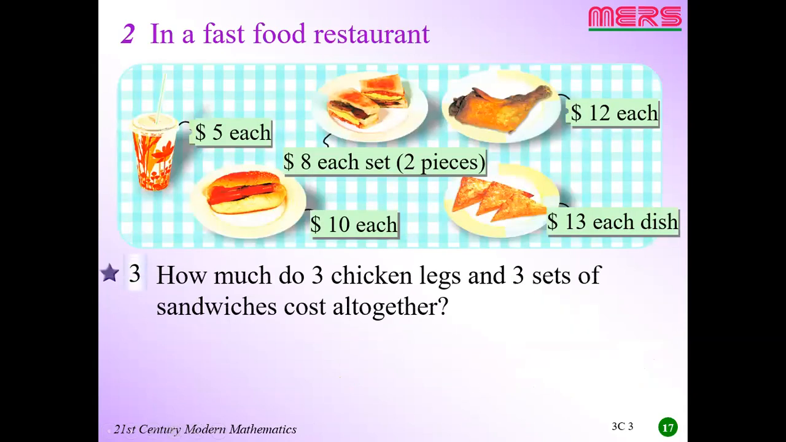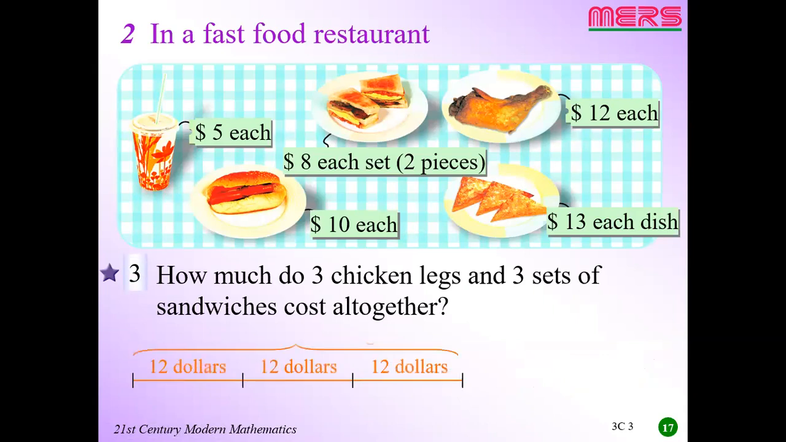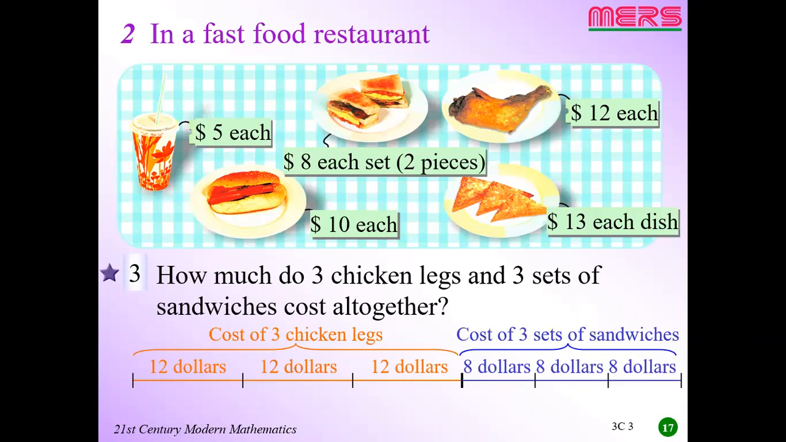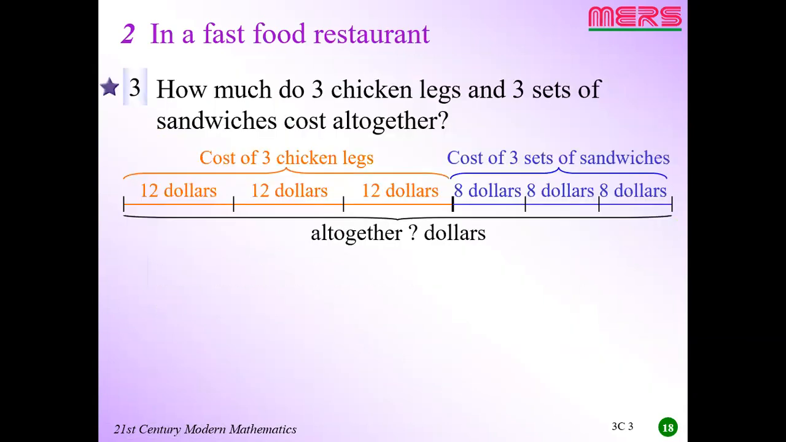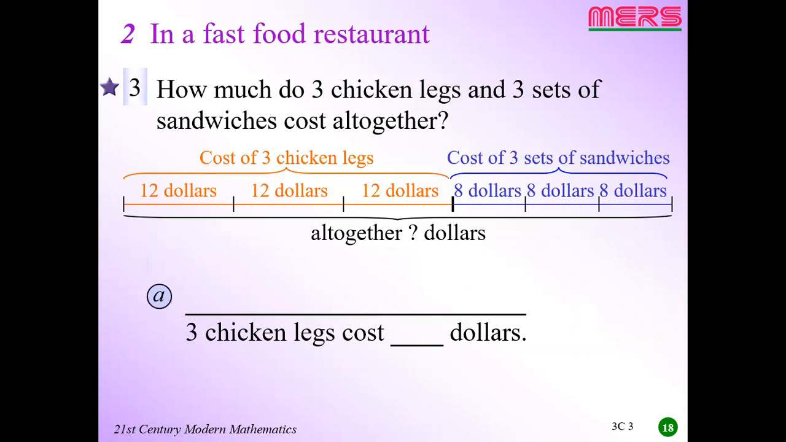Number 3 with a star. How much do 3 chicken legs and the 3 sets of sandwiches cost altogether? So you can look at the diagram below, or you can try to write down your number sentence first. Okay, so for A part, how many dollars do 3 chicken legs cost? So for this part, we need to use multiplication. 12 times 3 equals 36. So the answer will be 36.